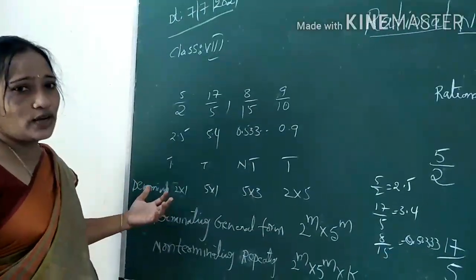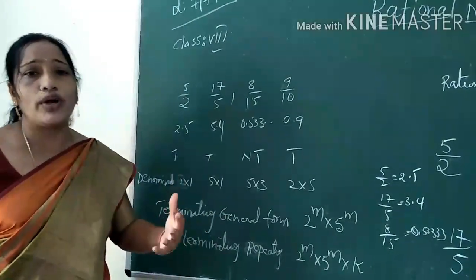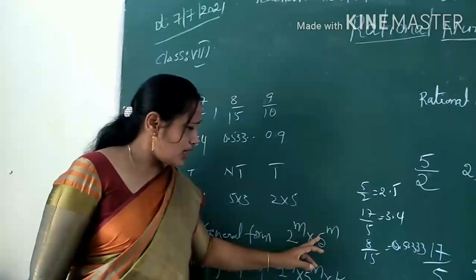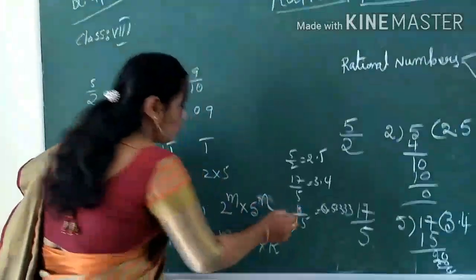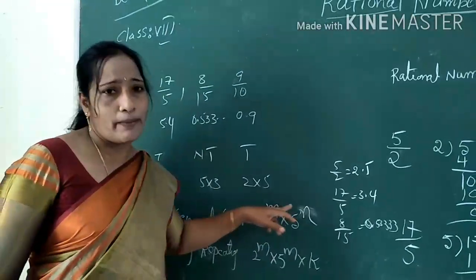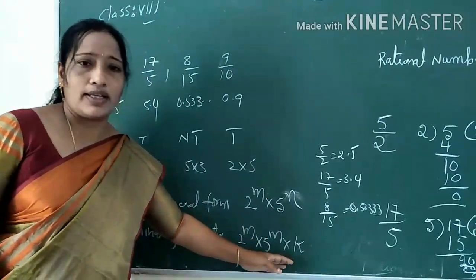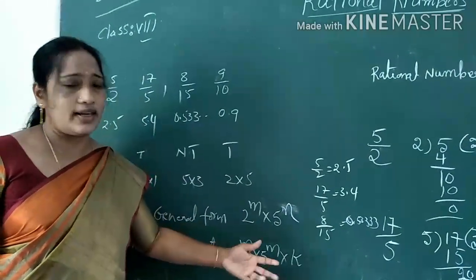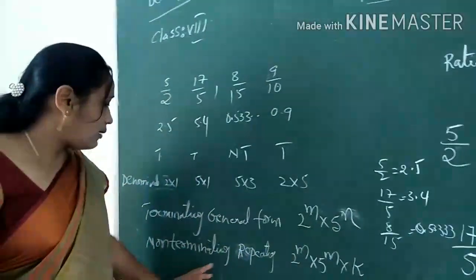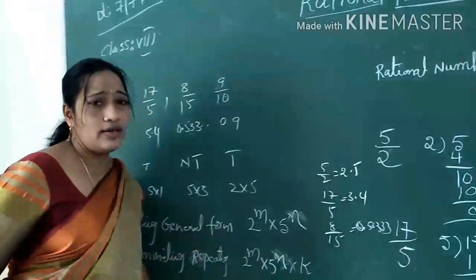We have to prepare the general form of terminating and non-terminating. For terminating, the denominator is a product of powers of 2 and 5, so 2 power m or 5 power n. For our convenience we use m and n. In the same way, for non-terminating recurring, 2 power m and 5 power n, and one more number k. This is the general form: terminating is 2 power m and 5 power n; non-terminating recurring is 2 power m and 5 power n times k.